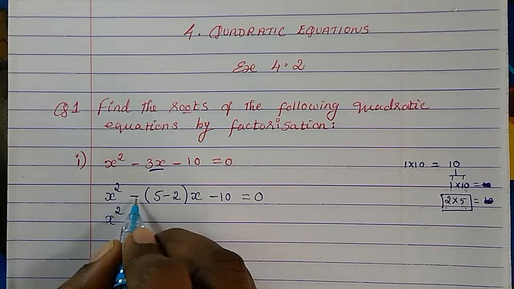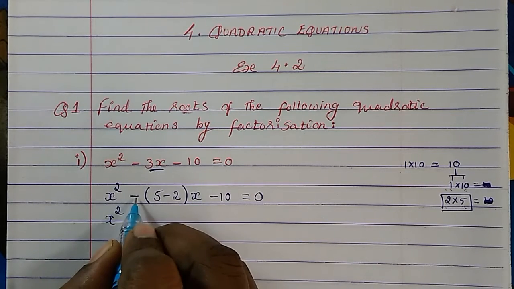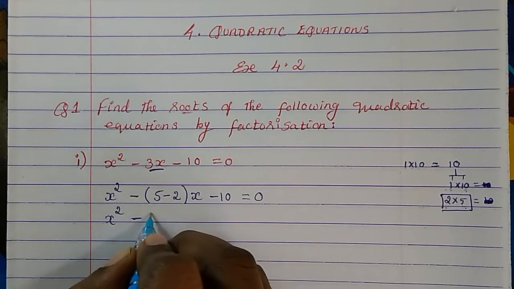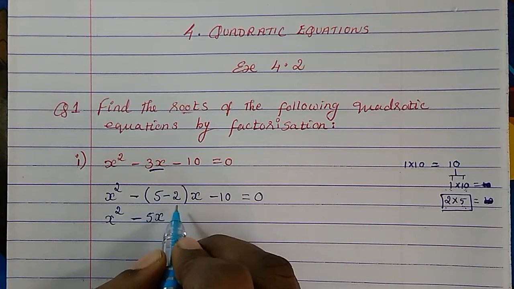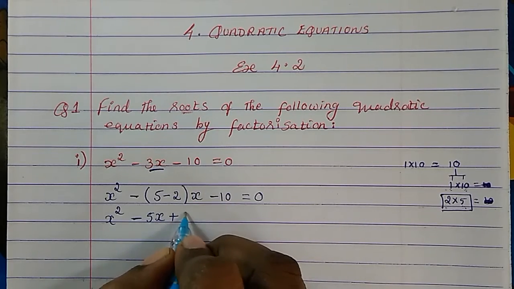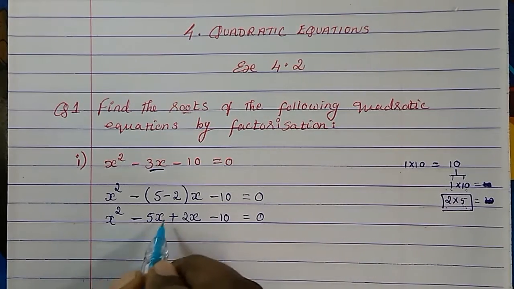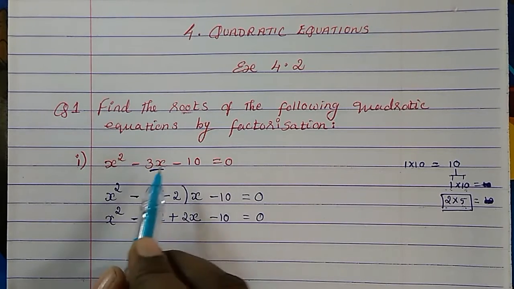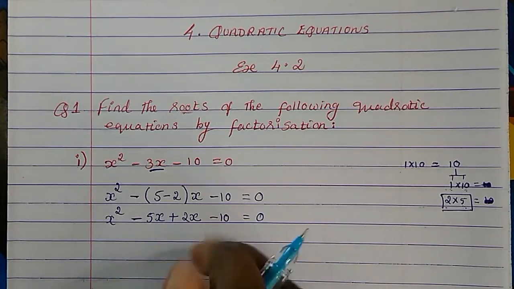x square, now minus into x is here. So this minus you keep, then x into 5 will give us 5x. Now minus into minus will be plus, then this x if you multiply with this will give us 2x, then minus 10 as it is, equal to 0. So you see, from minus 5x plus 2x, when we subtract we will get minus 3x. So this is balanced. So now what do we have to do next?